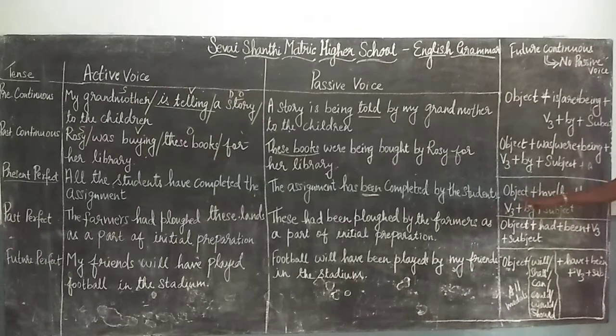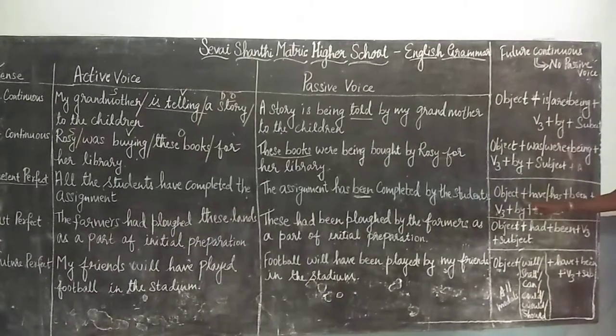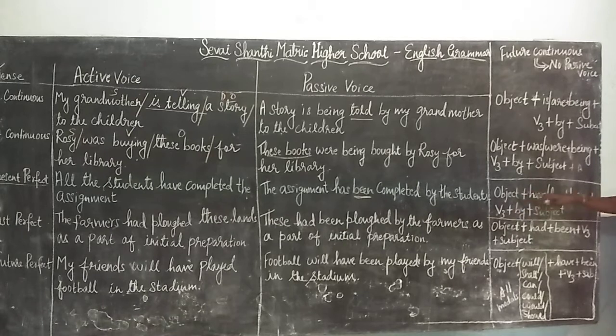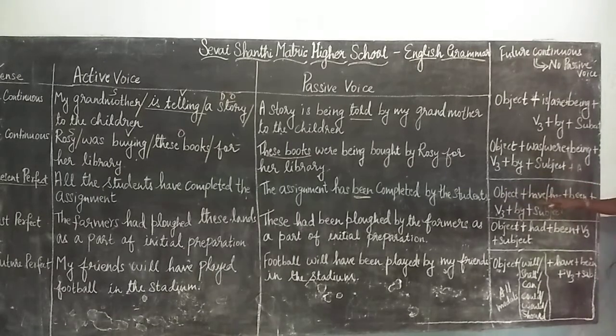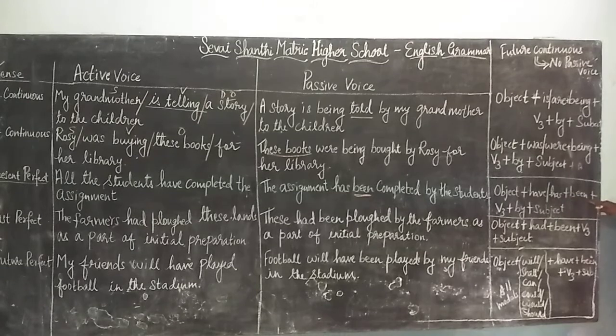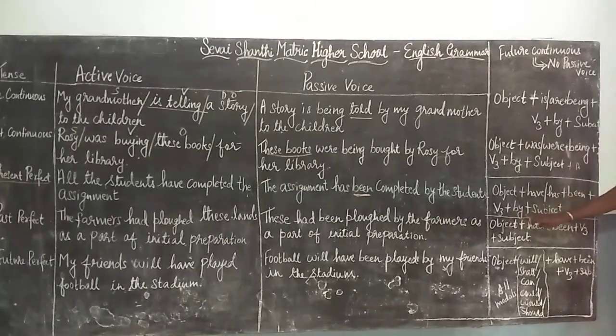So here comes a pattern in how we are converting into the passive voice. Object comes first, then have or has. As per the object, if it is singular, it will come has. If it is plural, it will come have. So object plus have or has plus been, been plus verb 3 plus by plus subject plus adjunct, whatever comes, additional words, you need not bother about that. Only you have to see only subject, verb, object.